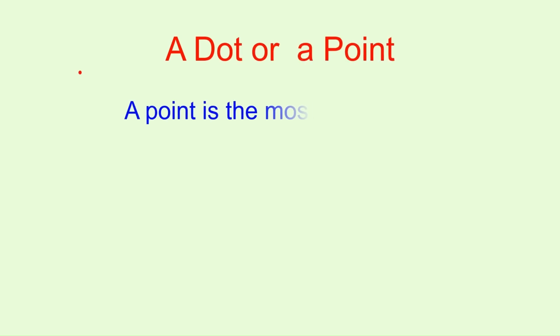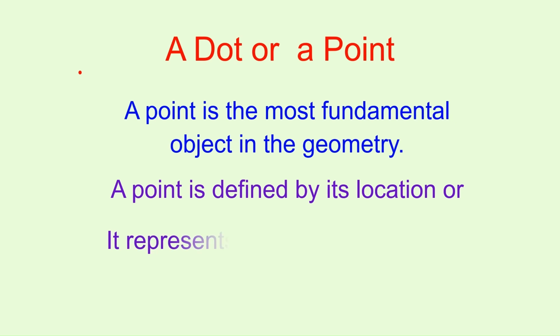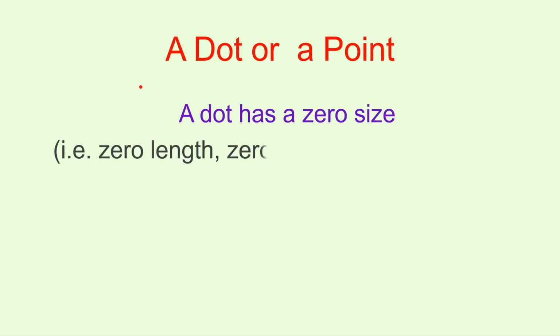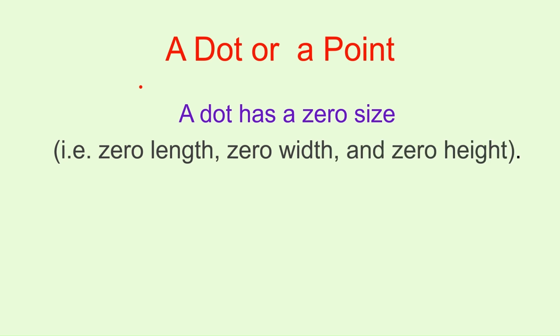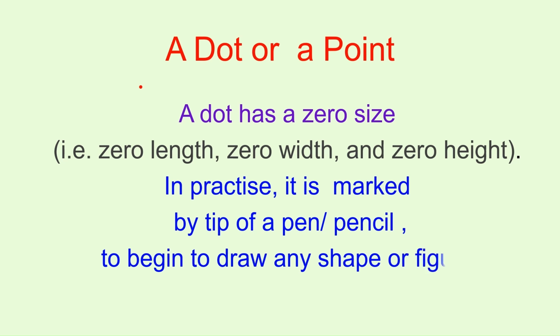A dot or a point is the most fundamental object in the geometry. A point is defined by its location and it represents a position in a space. A dot has a zero size, that is a zero length, zero width, and zero height. In practice, it is marked by tip of a pen or pencil to begin to draw a shape or a figure.